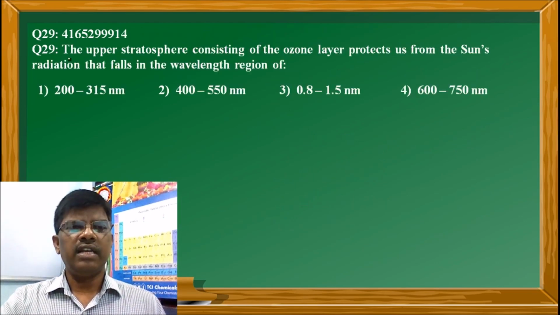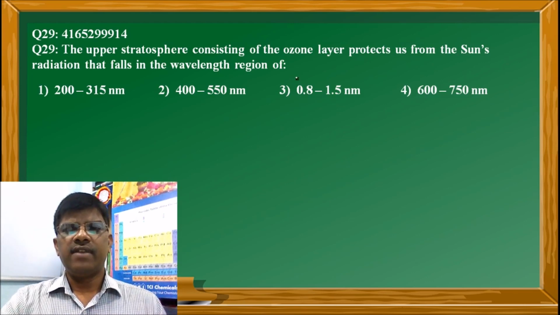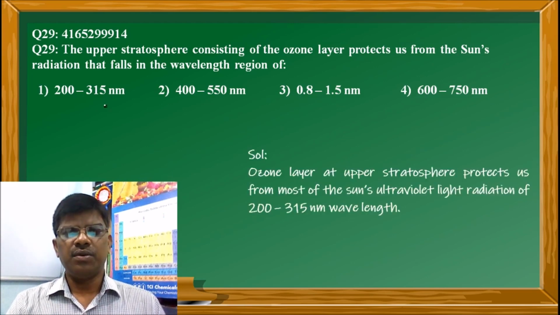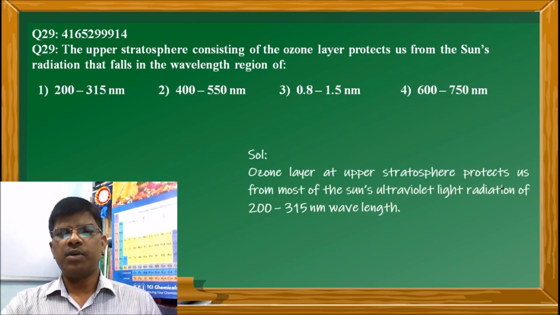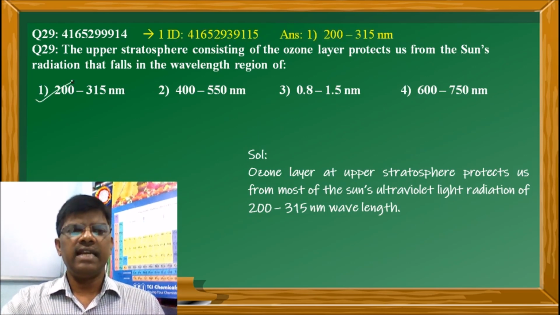Next, question number 29. The upper stratosphere consisting of the ozone layer protects us from the sun's radiation that falls in the wavelength region of, dear friends, the ozone layer protects us from what radiation? Ultraviolet radiation. What is the wavelength of UV light? Yes, friends, 200 to 350 nanometers is UV light. So the ozone layer in the upper stratosphere protects us from most of the sun's ultraviolet radiation of 200 to 350 nanometers wavelength. So option number 1, 200 to 350 nanometers UV light, is the correct option, friends.